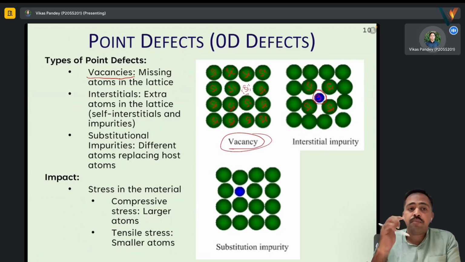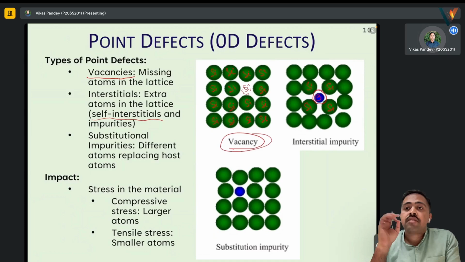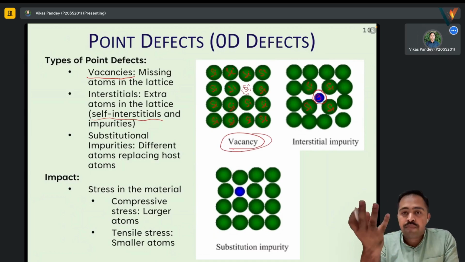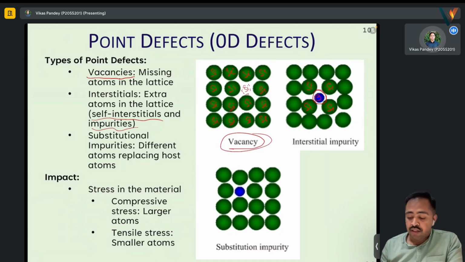One can be self-interstitial, in which an extra atom of silicon itself, or if we are talking about germanium or gallium arsenide, the same material is present. The other one can be of the impurity, like I talked about, boron is present here, right?